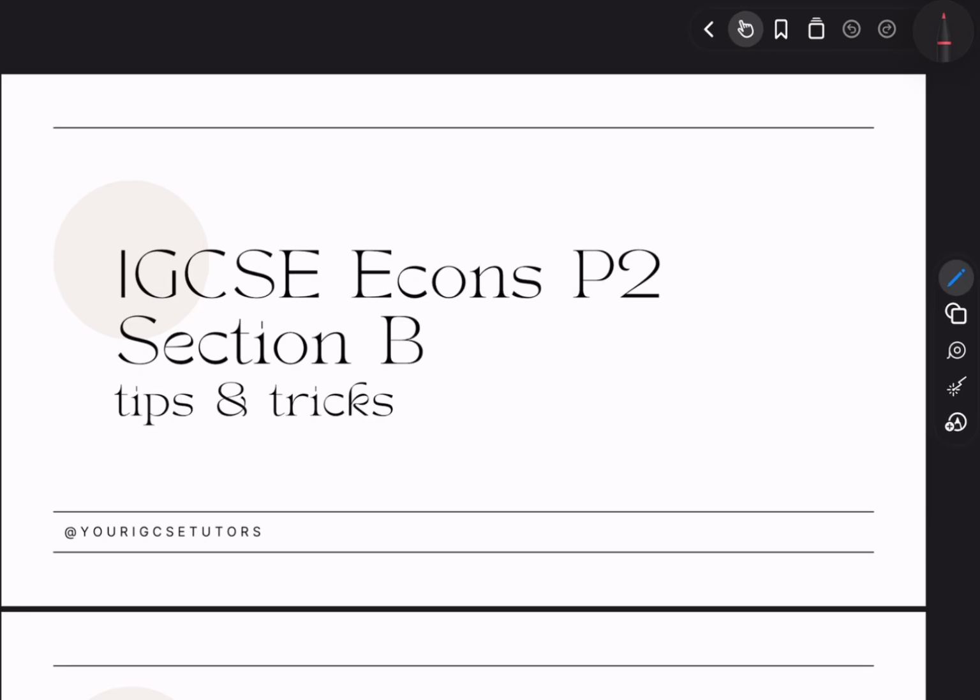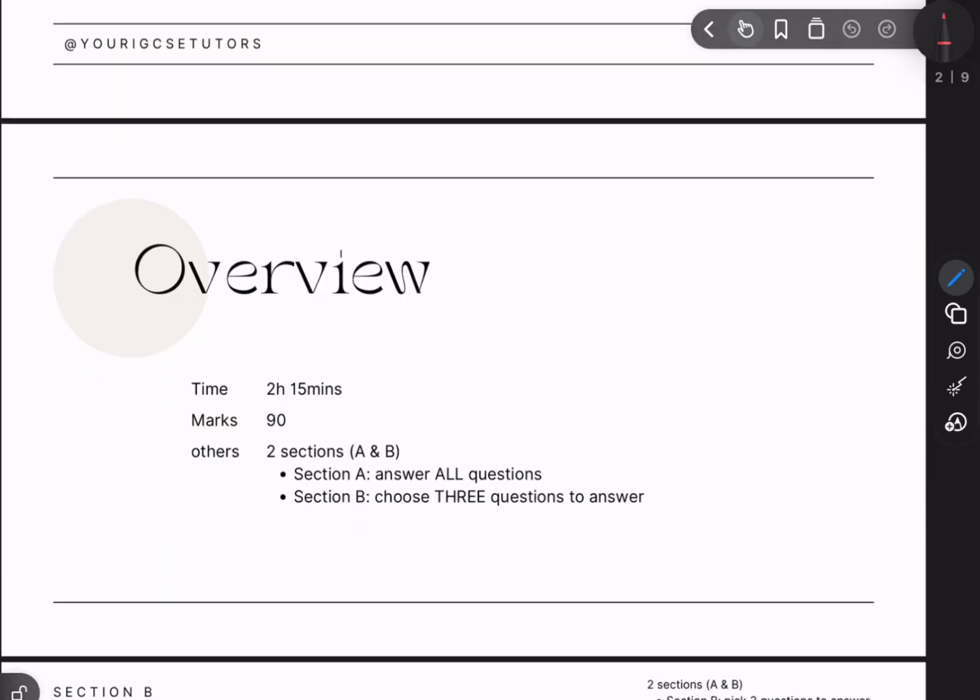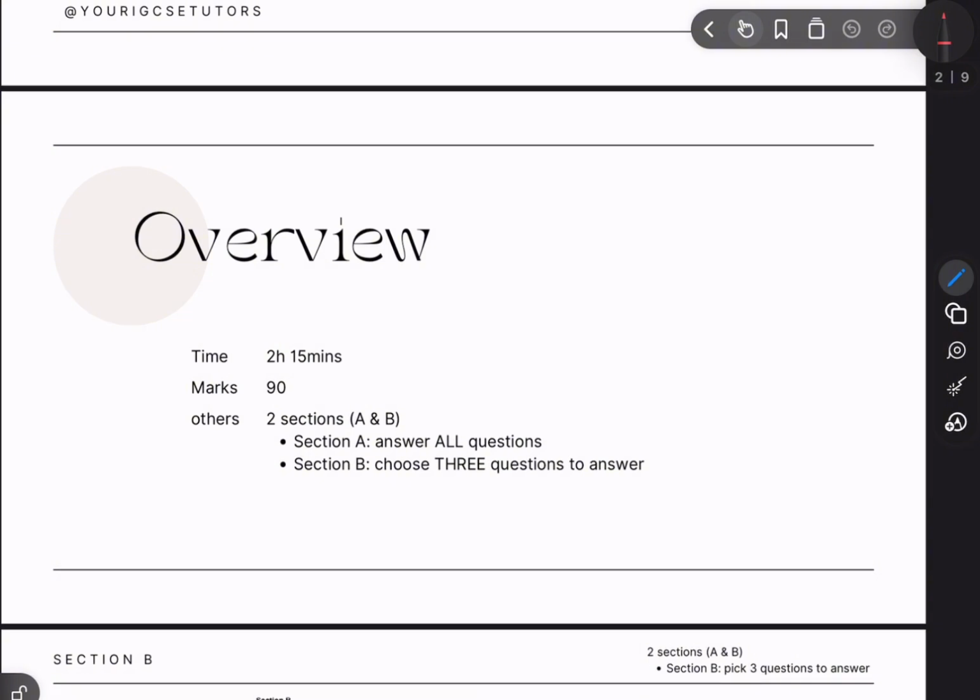Hello guys! Today we'll be discussing Section B of IGCSE Economics Paper 2 and focusing on the tips and tricks to help you ace this paper. As always, the total time allocated for Paper 2 is 2 hours 15 minutes and the total marks is 90. With 2 sections in total, 4 questions are given in Section B and you have to choose 3 to answer.